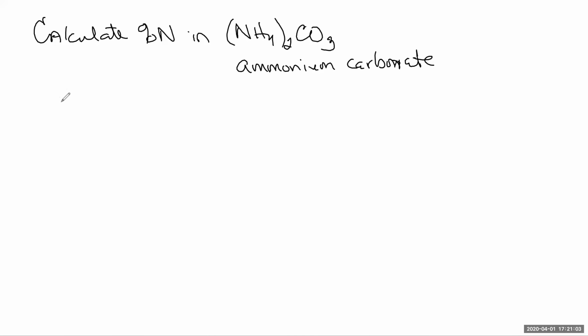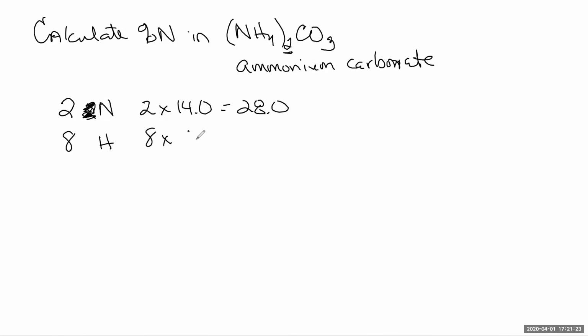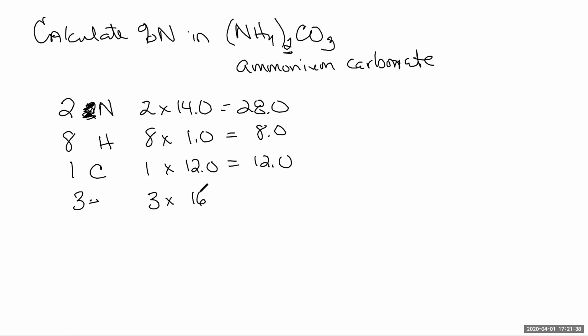So in our formula, how many nitrogens do we have? 2. Remember, this 2 is multiplied by everything within the brackets. So we have 2 nitrogens, so I'm going to have 2 times 14.0. And I have 8 hydrogens, so I'm going to have 8 times 1.0. Again, remember I'm getting these numbers, the 14 and the 1, from the periodic table. We have 1 carbon. Carbon is 12. We have 3 oxygens. Oxygen is 16.